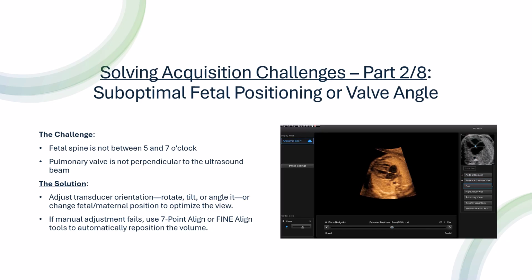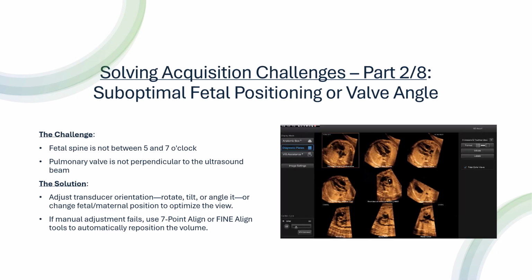Here we are marking the 7 points, and after we mark these 7 points, the system will automatically realign the spine to the optimal position of 6 o'clock beautifully and without any loss of clarity or volume data. This is very important and very essential for interpretation of the cardiac anatomy.